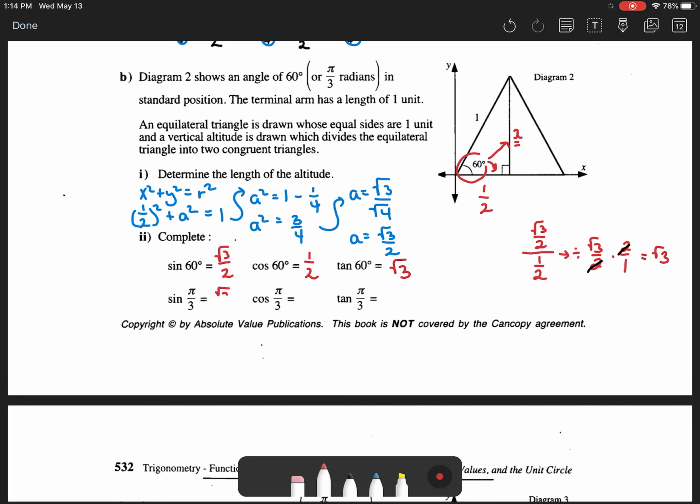And again, just below that, you're going to have the exact same values for those ratios. It's just that they have given us the angular measure in radians down here rather than degrees, but the value of the ratios will be exactly the same.